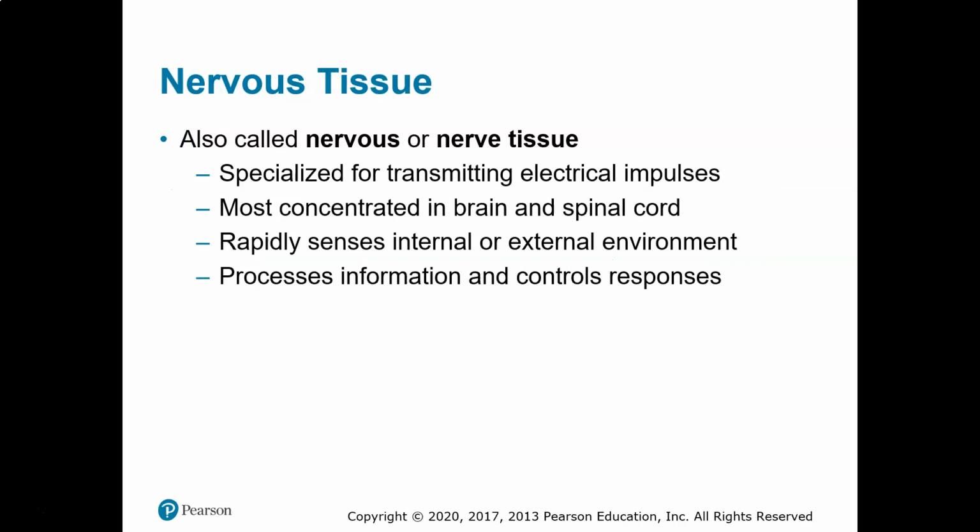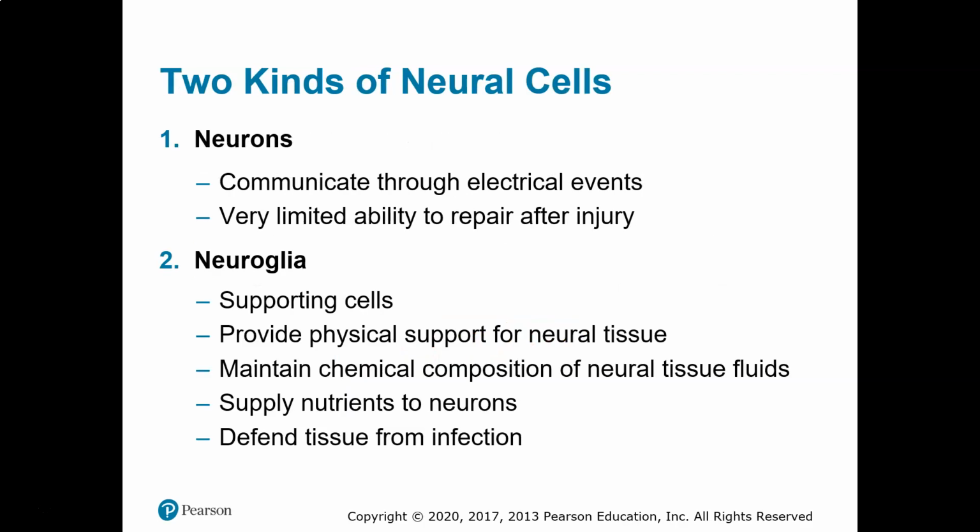Nervous tissue is specialized for conduction. Nervous tissue is concentrated mostly in the brain and the spinal cord, but it also composes the nerves that extend from the brain and the spinal cord. Neural cells are either called neurons, and these are the nerve cells that actually send impulses. They have a very limited ability to repair after injury. Neuroglia are the supporting cells for the neurons.